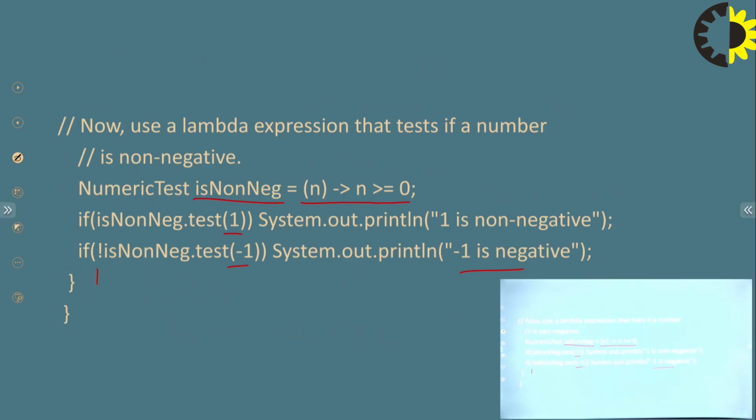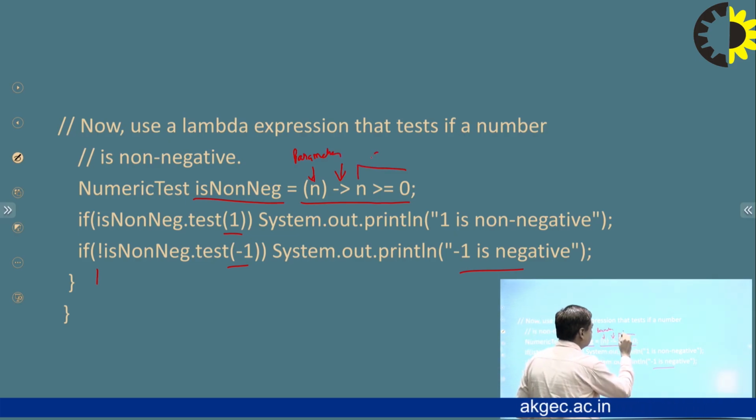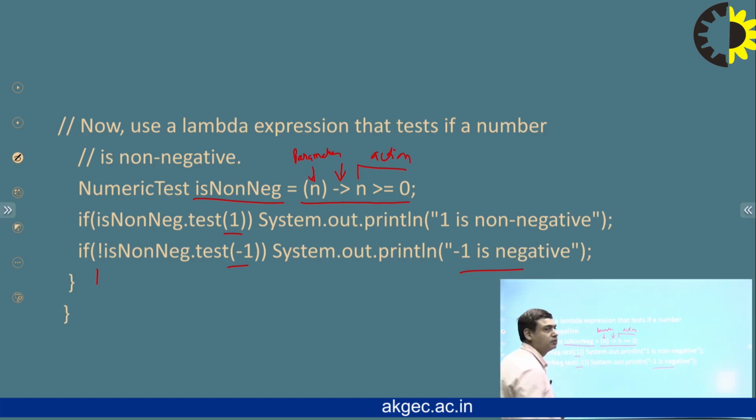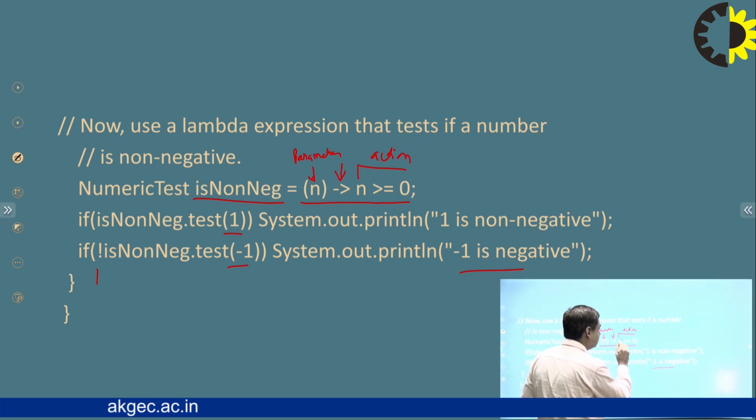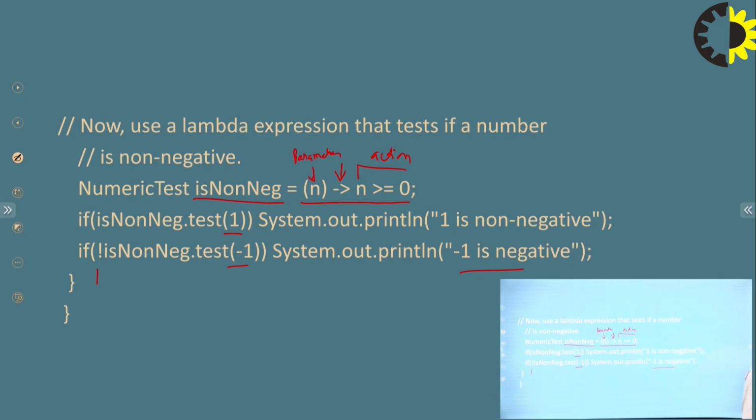Here you can see on the back side, this is the lambda operator and n is the parameter, and this part is the action part. Any action you can write here. So here the action is just to check whether n is greater than or equal to 0. Because it is a relational operator, it will return true or false. If this condition is satisfied, this lambda expression will return true. If this condition is not satisfied, this lambda expression will return false.